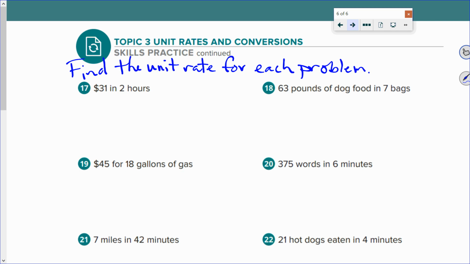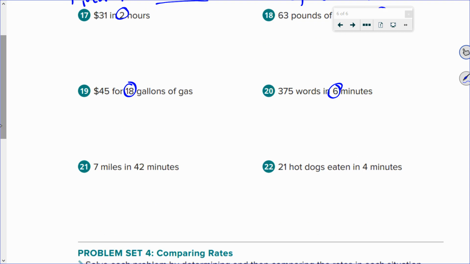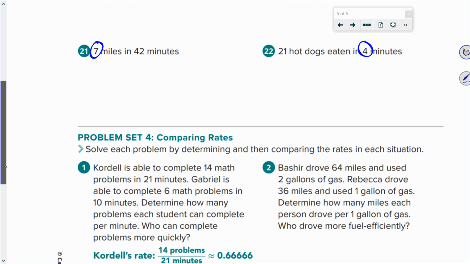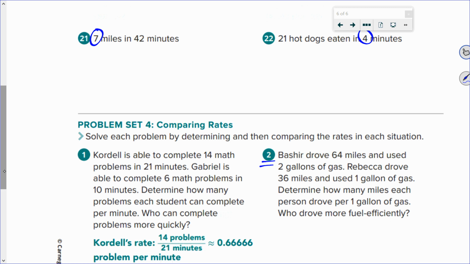We're finding the unit rate for each problem. So basically, take the smaller number to 1. Okay? So I'm circling the one that you want to get to 1. 7 miles. I would turn this around. I would go minutes per mile. And same thing here. You do also have to do number 2, but that one is not difficult. All I need is more fuel efficiency. So find it out, both of them, for 1 gallon.